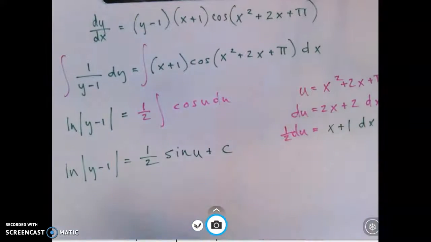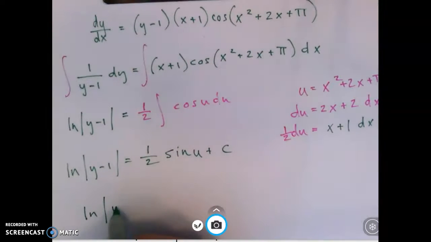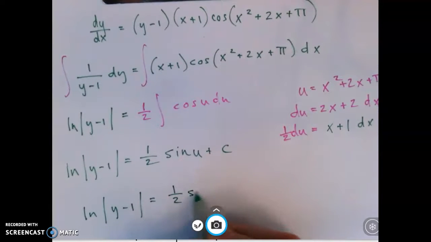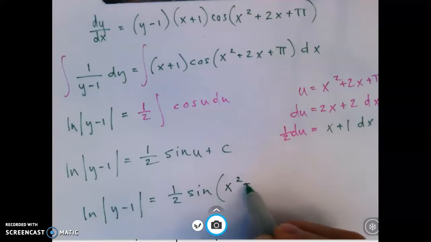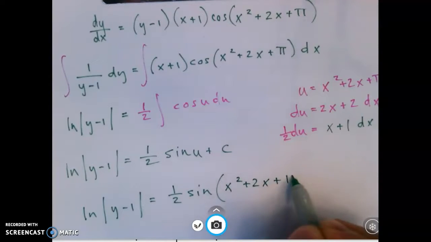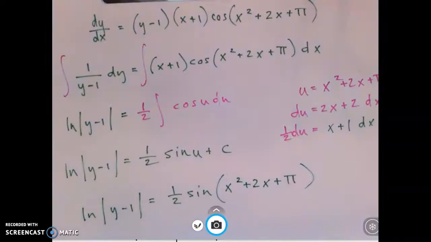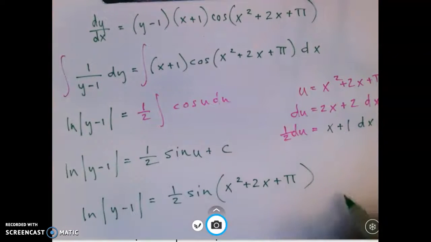And we had our u substitution before. So this becomes ln of the absolute value of y minus 1 equals 1/2 sine of this whole big u, x squared plus 2x plus pi. Okay? And then we can use our initial value to solve. Now we're going to solve for (0, 5/2).